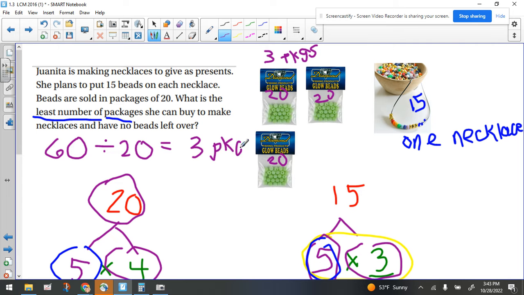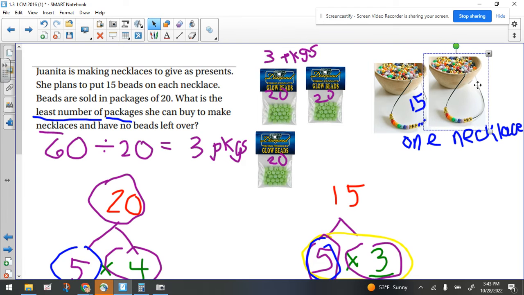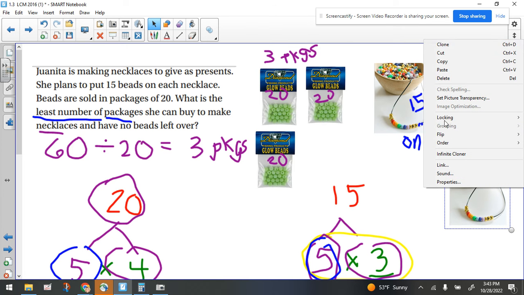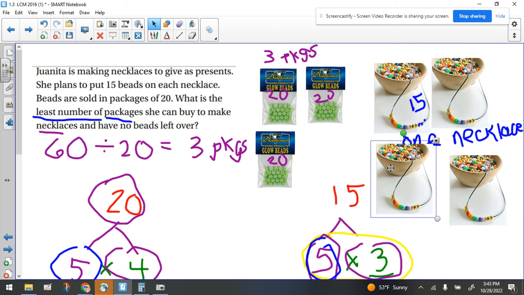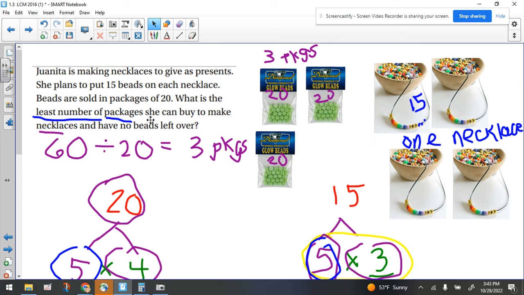Sometimes they might ask you how many necklaces you can get out of that. It doesn't say anything about necklaces here, but if it did ask for that, we would keep going with this. Now we're up to 30, because 15 times 2 is 30. If we clone this one more time, now we're up to 45. One more time, and now we have 60 beads on our 4 necklaces. They didn't ask how many necklaces, but if they did, we would say 4 necklaces. But they asked for packages, so 3 is your answer.